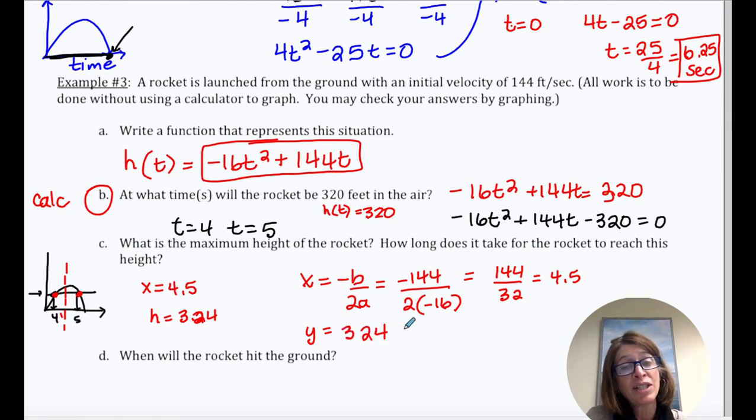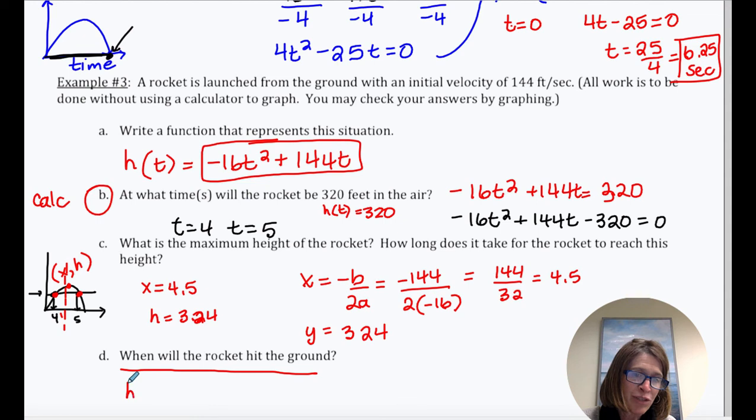So notice this question didn't ask you for the x-intercepts. It asked you for the maximum height and how long to reach the maximum height. So just be careful to remember, x would be how long it takes to get to the maximum height, while y would be the height itself. So t and h.